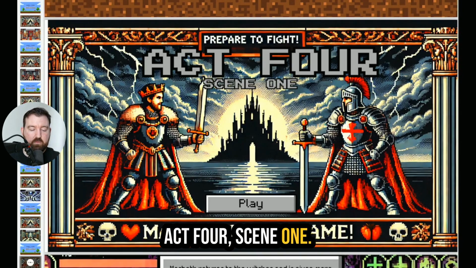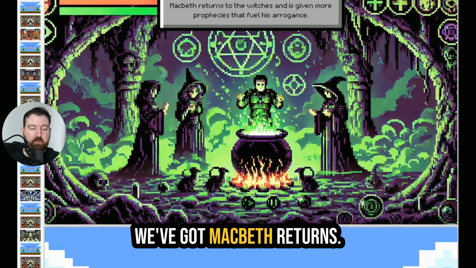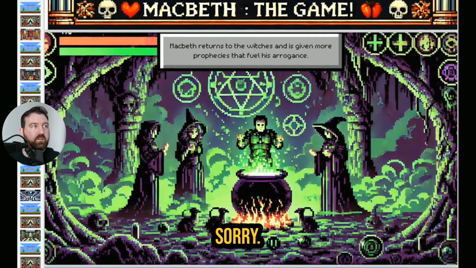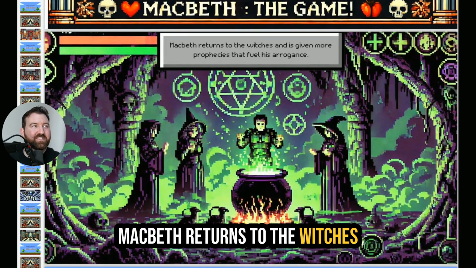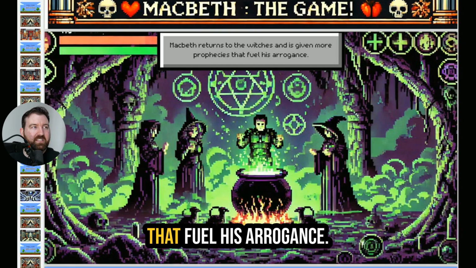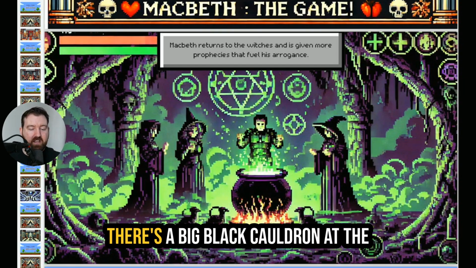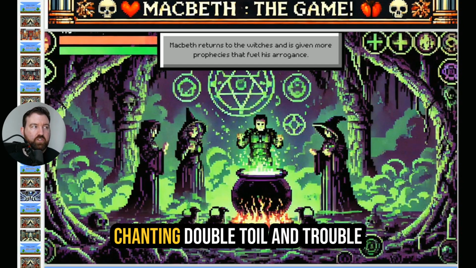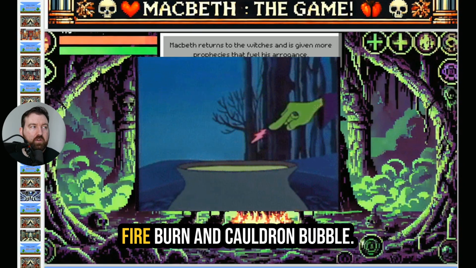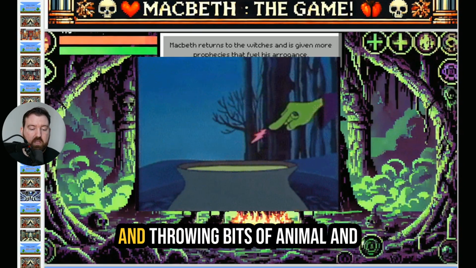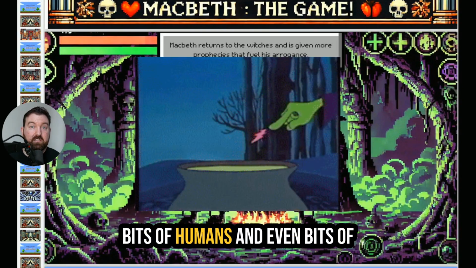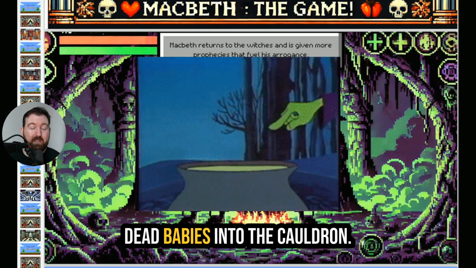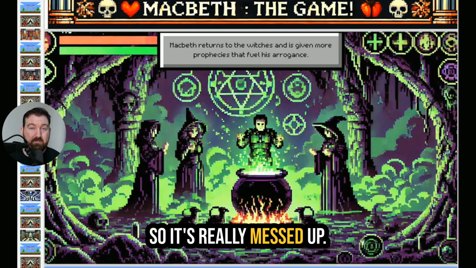Act 4, Scene 1. Macbeth returns to the witches and is given more prophecies that fuel his arrogance. There's a big black cauldron at the start of the scene, and they're all chanting "double toil and trouble, fire burn and cauldron bubble," and throwing bits of animal and bits of humans and even bits of dead babies into the cauldron. So it's really messed up.